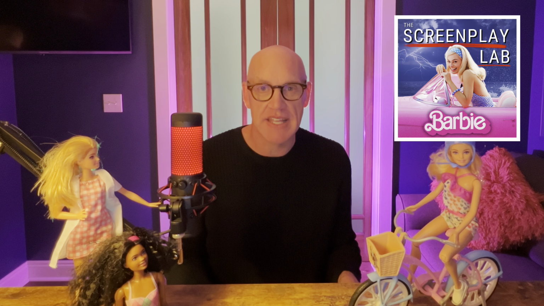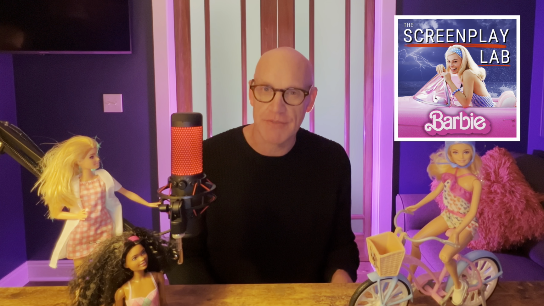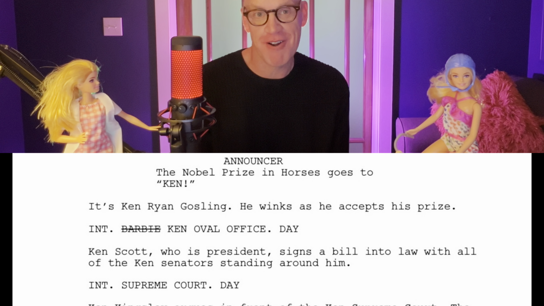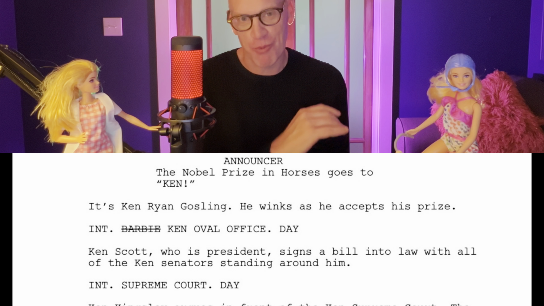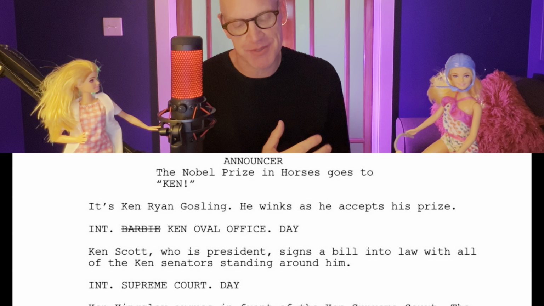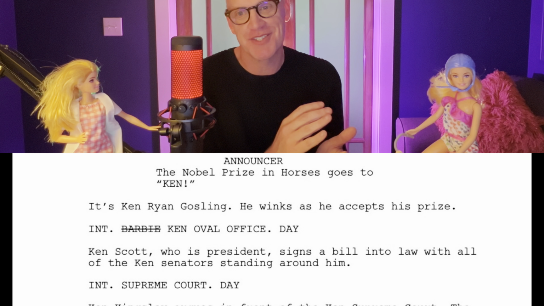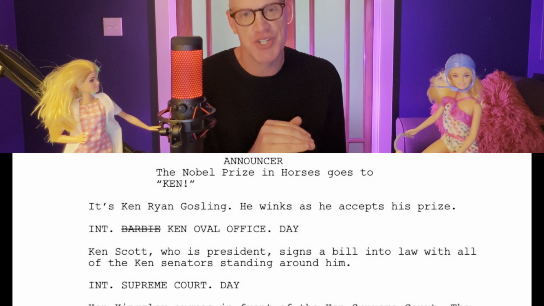One, the scene headings. They got very creative here with the scene headings. On page 114, they use the rare mark through. The scene heading is Interior Ken Oval Office Day, and it was originally a Barbie Oval Office. So they do this to make a point. Instead of just saying that it changed, they're showing you, hey, this used to be Barbie's office. Now it's Ken's. It's the Ken takeover.